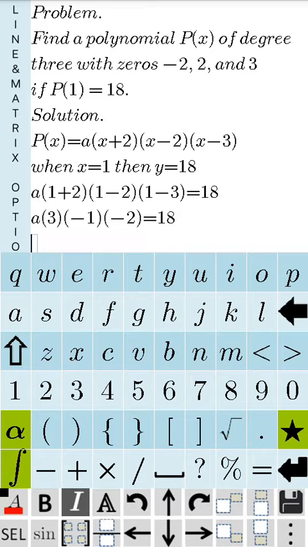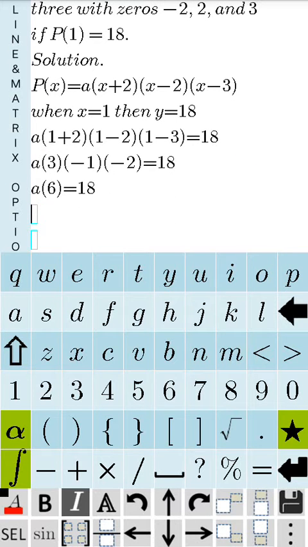Okay. So 3 times -1 is -3, times -2 is +6. So we have A times 6 is 18. Right? So it turns out that A is actually not 1. But what do you multiply to 6 to get 18? Then obviously A would just equal 3. 18 divided by 6 equal to 3.